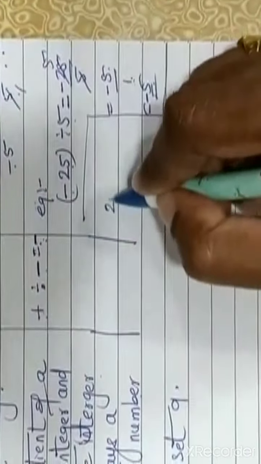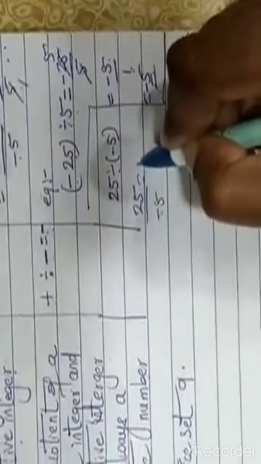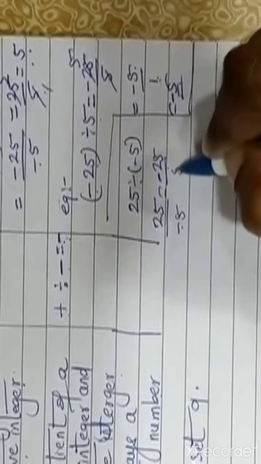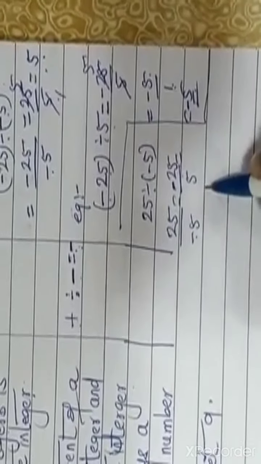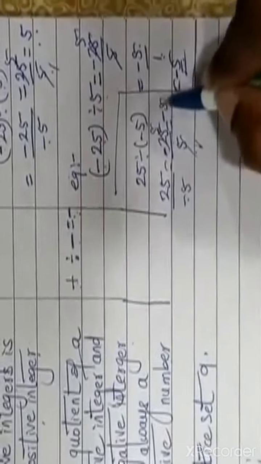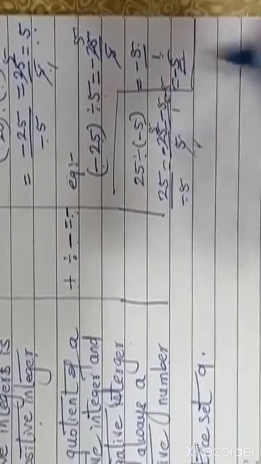Now in this case, what you have to do, 25 upon minus 5: this minus sign you have to write in the numerator. It is mandatory. You have to take it into the numerator and then you have to divide. 5 ones are 5, 5 fives are 25, so again you get 5 upon 1. The answer is minus 5. So I hope these rules are clear.